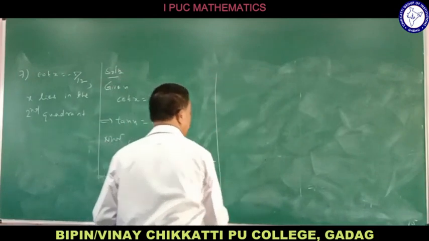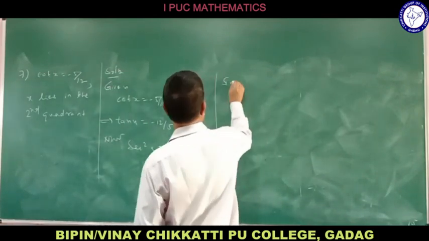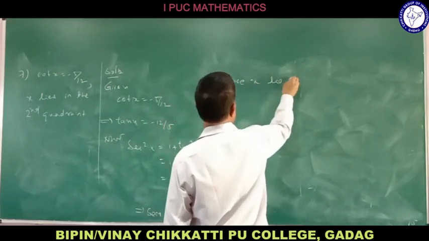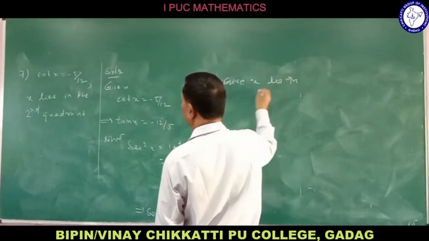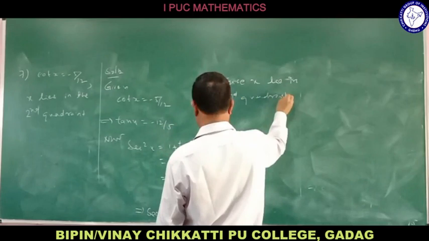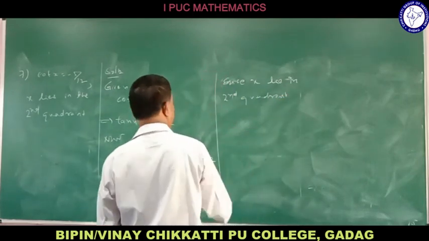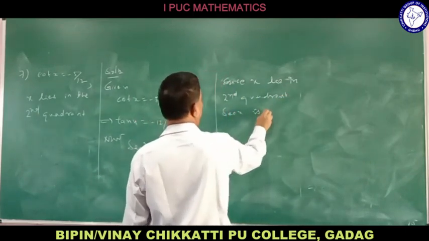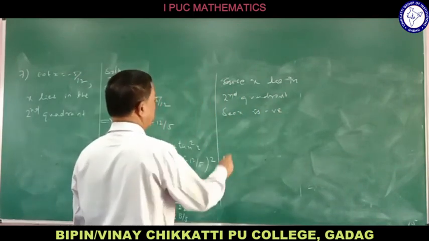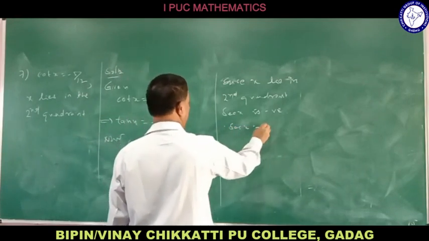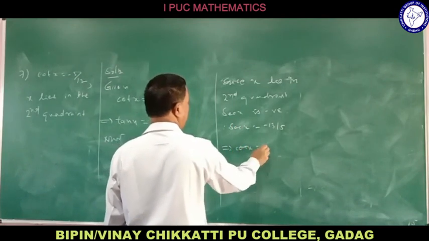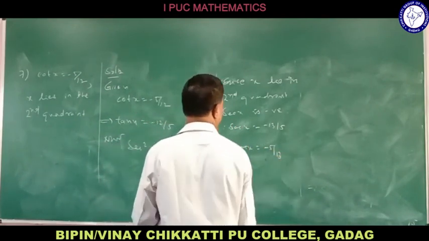So try to understand here, since x lies in the second quadrant, and in the second quadrant you see whether sec x is positive or negative. Sec x is negative. In the second quadrant only sin and cosec are positive. Therefore sec x is equal to minus 13 by 5. This implies cos x is equal to minus 5 by 13.